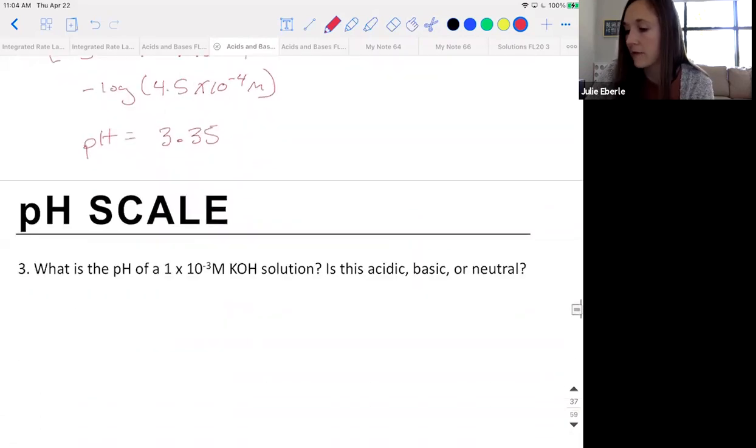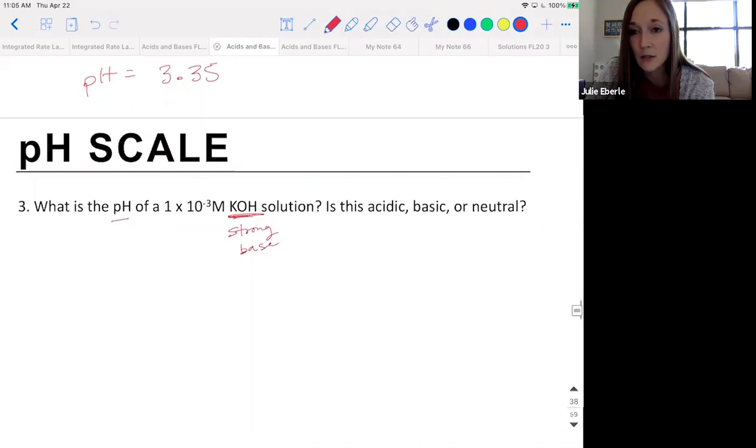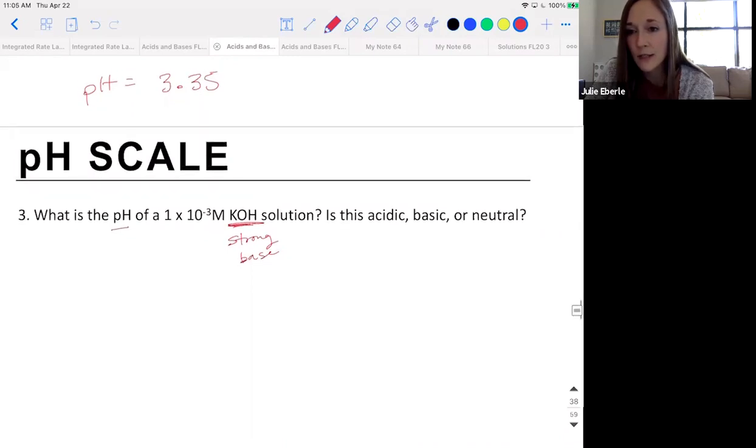Okay, what about if we have a different kind of solution, KOH? What is this? This is not even an acid. This is a base. What kind of base is it? You guys should recognize OH minus here. This is a strong base, but I'm not asking for pOH, I'm asking for pH. Okay, so do you guys remember the equation I wrote earlier? There's a simple way to solve this.